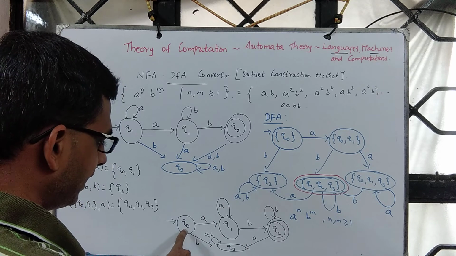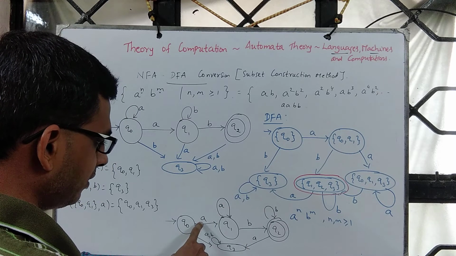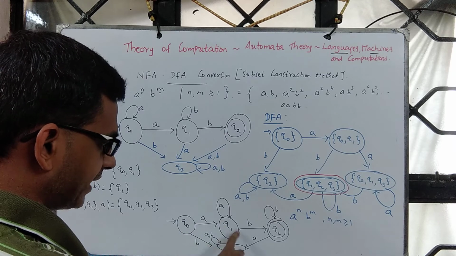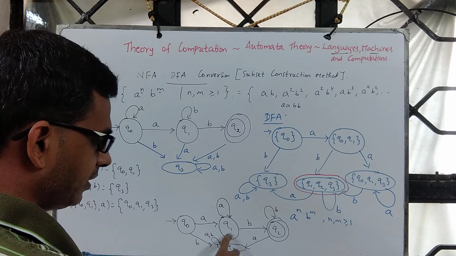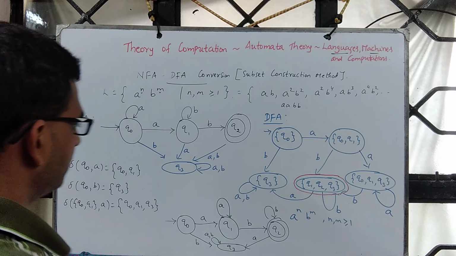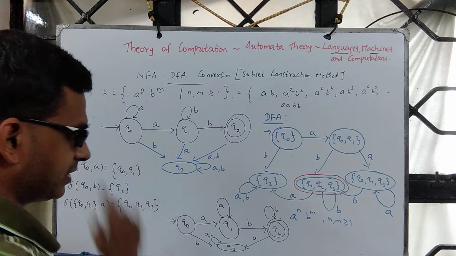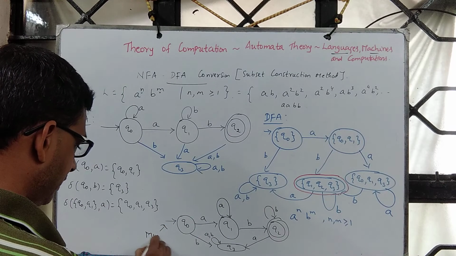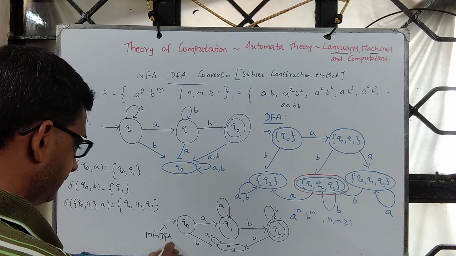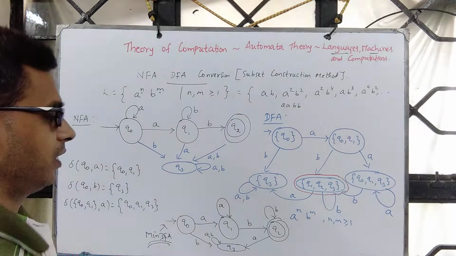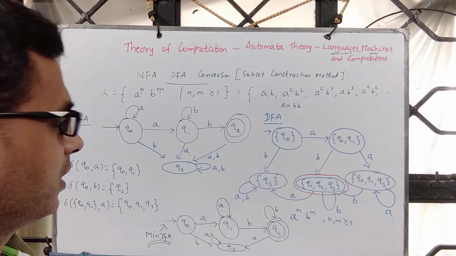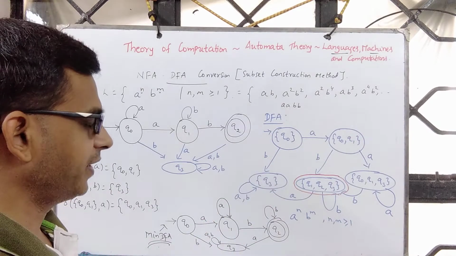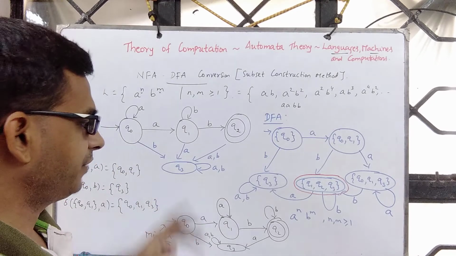Now you clearly see that when you read a symbol A, you go to exactly one state. When you read a symbol B, you go to exactly one state. So by simple fine tuning of this NFA, we obtain a DFA. In fact, this is minimum as well. Okay. So but this procedure guarantees you a DFA for any NFA.